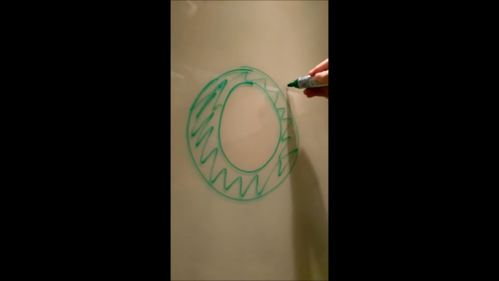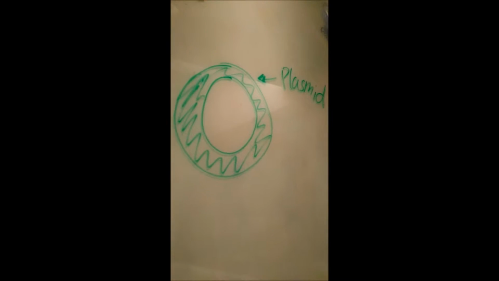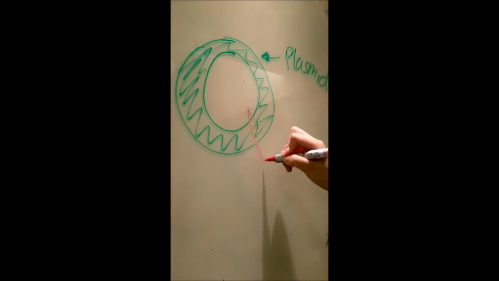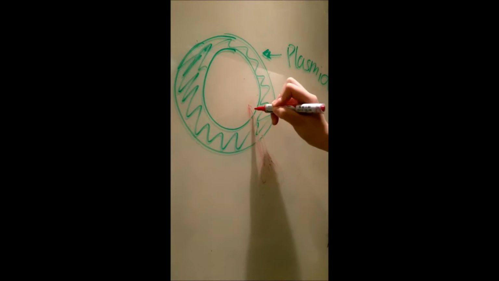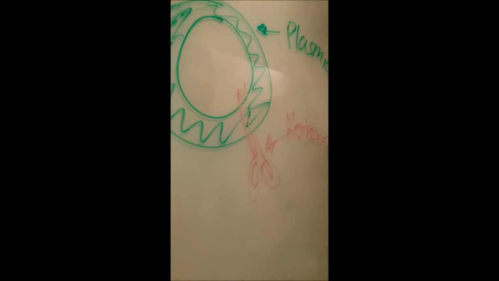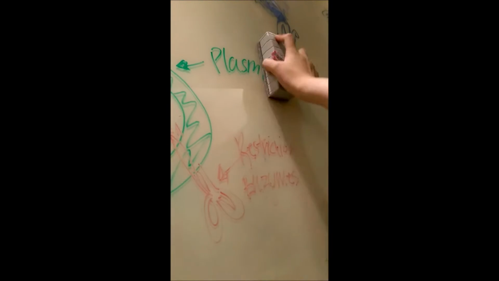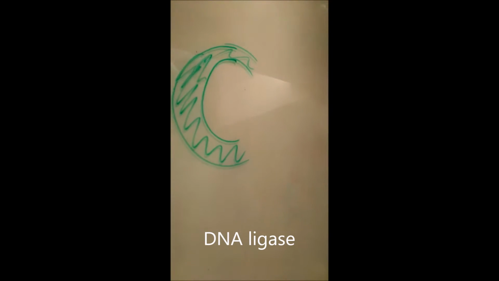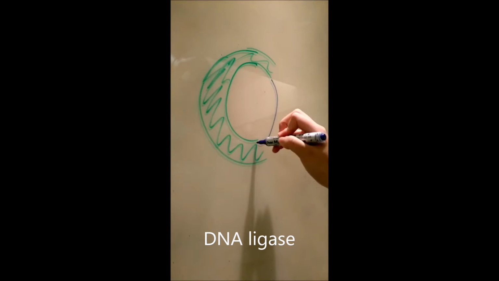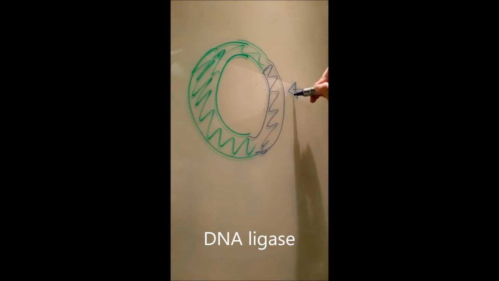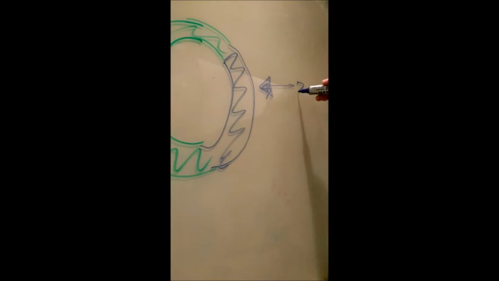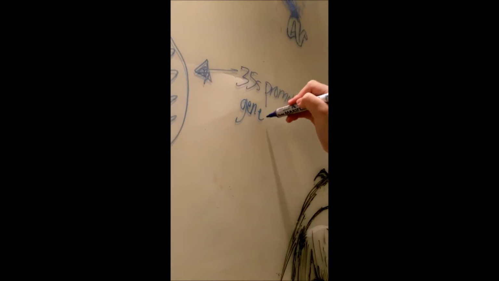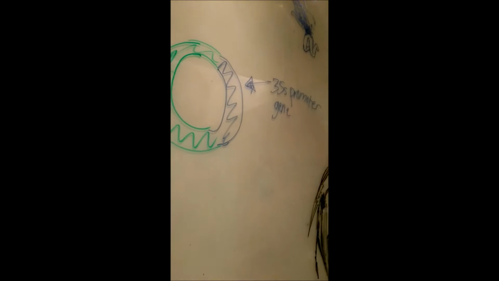So, first, we have the plasmid. Then, we will use restriction enzyme, which is shown as the scissors in the video, to cut sticky ends on the plasmid. Then, put the gene that codes for 35S promoter that is cut by the same restriction enzyme and combine the two of them using DNA ligase. Ampicillin resistance will be in the recombinant DNA, so we know which bacteria is transformed later on.